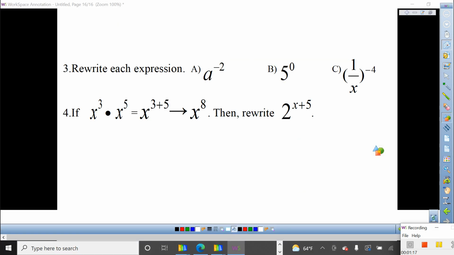All right. So before I have you share with your neighbor, let me go over numbers 3 and 4 really quick. The other ones should have been a piece of cake by now, hopefully. Here goes 3 and 4. Number 3, it says rewrite each expression. Now I'm bringing these back. We saw these at the beginning of the school year.